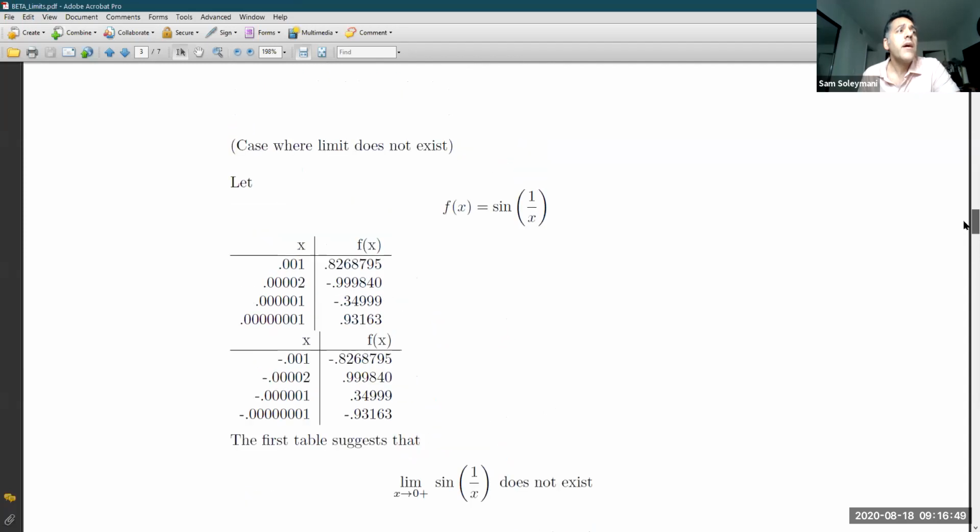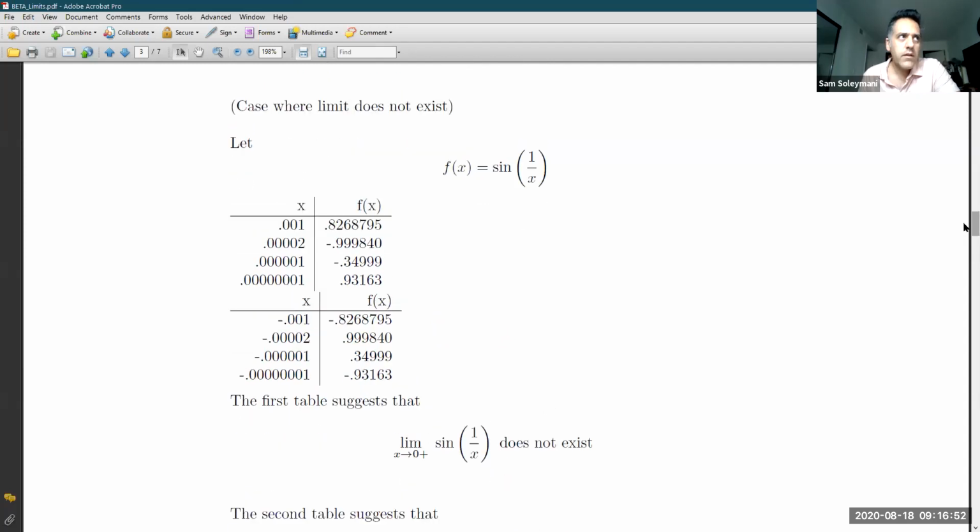Yeah, here is the limit of sine of 1 over x, sine of 1 over x as x goes to 0. So they took 0.001, 0.00002, and so on. And you're not getting the same values here. Okay, so from the left, it seems to be, what is it? -1. From the other, it's 1. So if the limit is different from both sides, then the limit does not exist. Here it doesn't exist.